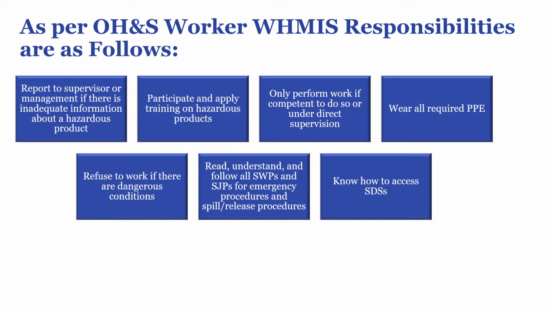As per WHMIS, worker WHMIS responsibilities are as follows. Report to supervisor or management if there is inadequate information about a hazardous product. Participate and apply training on hazardous products. Only perform work if competent to do so or under direct supervision. Wear all required PPE. Refuse to work if there are dangerous conditions. Read, understand, and follow all safe work practices and safe job procedures for spill release procedures and emergency procedures. Know how to access SDSs.